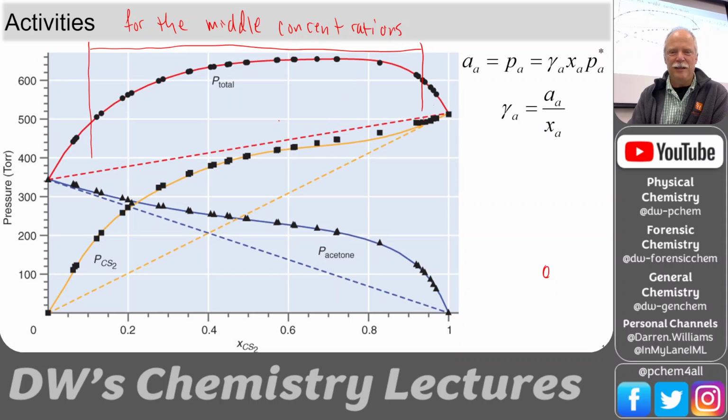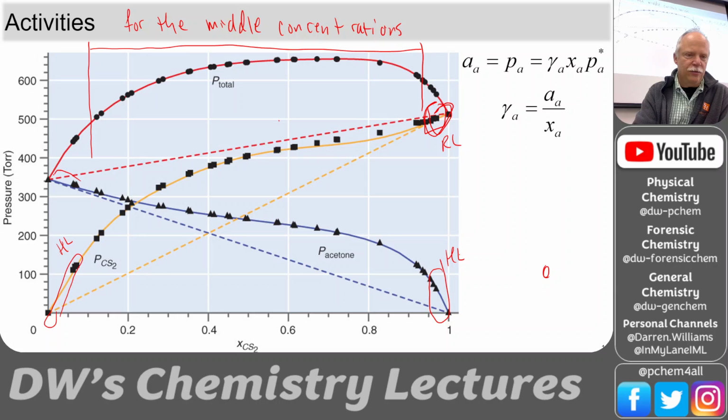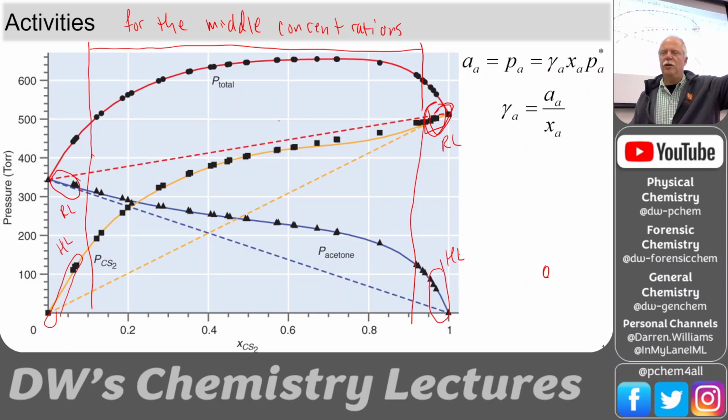So notice that these ends right here, even experimentally, this is Raoult's law for the concentrated species, right? This is Henry's law right here. Okay, this for the CS2, this region right here would be Henry's law. This region right here for the acetone would be Raoult's law. And so this region in the middle, we have to calculate, or we have to collect data. We can't use just the pure vapor pressure and so on.